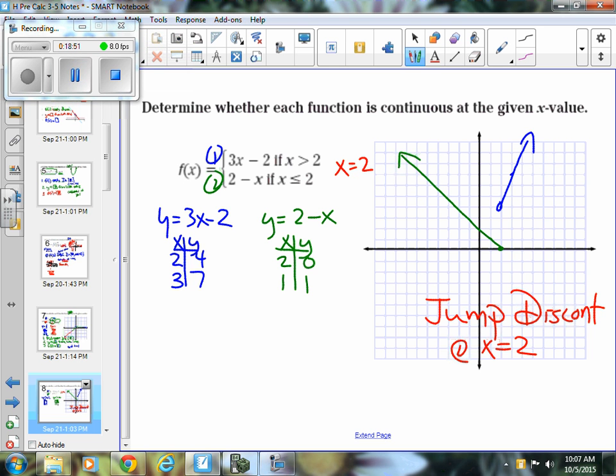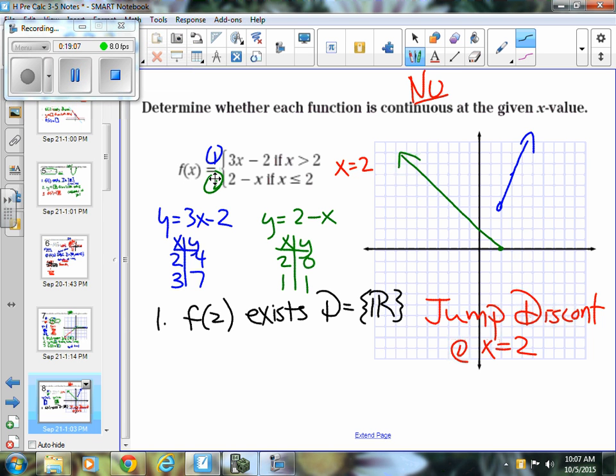So the short answer to the question is definitely no. So in a piecewise one, we should be able to see that pretty quickly. Let's go through the steps. So step number 1 is, okay, is f of 2 defined? Does it exist? Well, sure it does. Because again, you have to say the domain, that's your justification, is all real numbers. If you take all the x's bigger than 2 together with less than or equal to 2, that's everything.